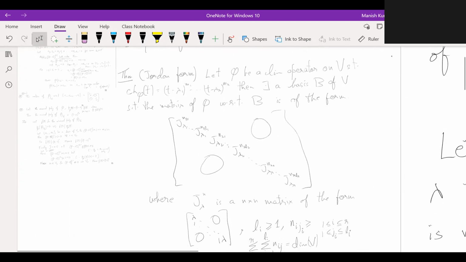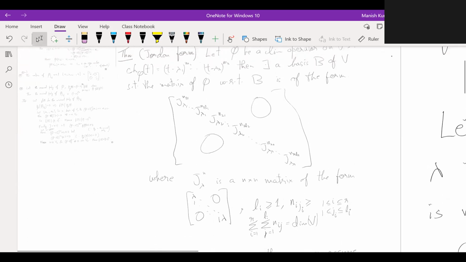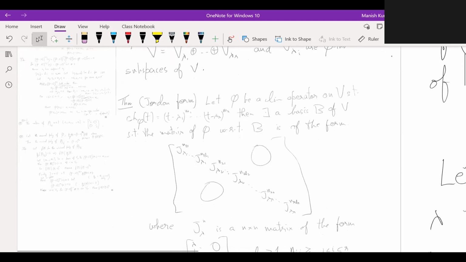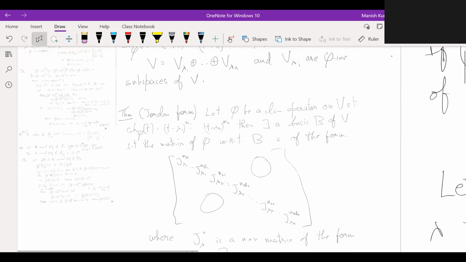So that is how we will go about proving it. Proving that it is a matrix of this form is equivalent to proving that you find a decomposition of this vector space into some phi invariant subspaces, right? That is the principle we are using. So we will find that decomposition, and that is how it will work. Okay, so any questions before I start the proof of Jordan form?